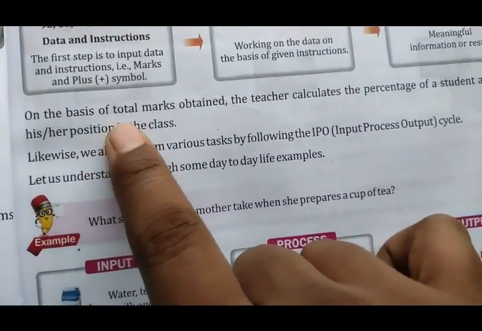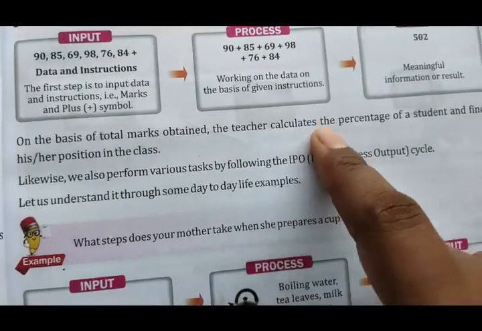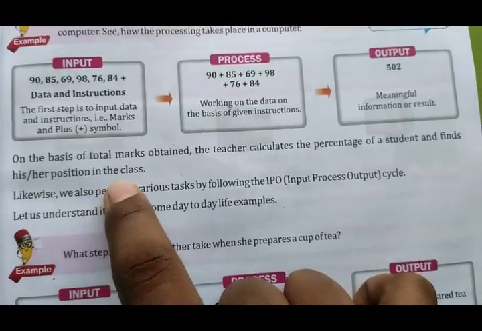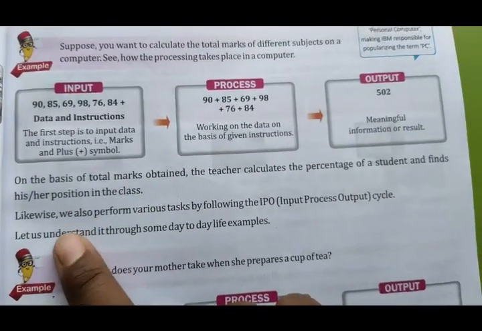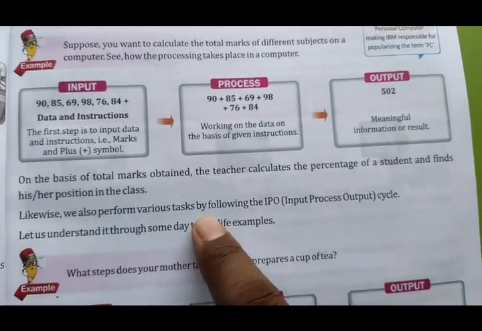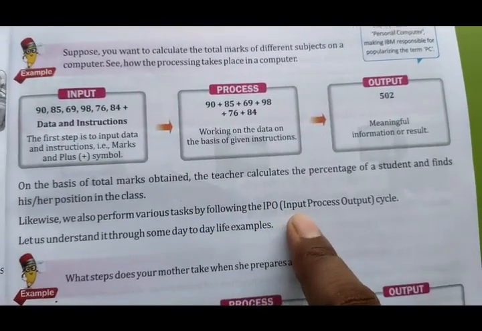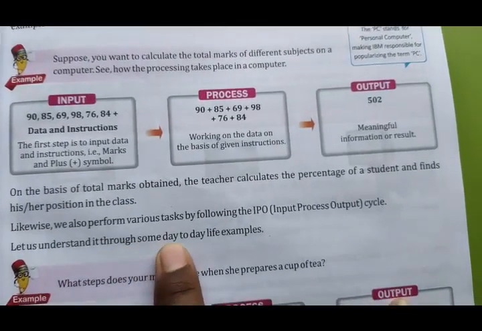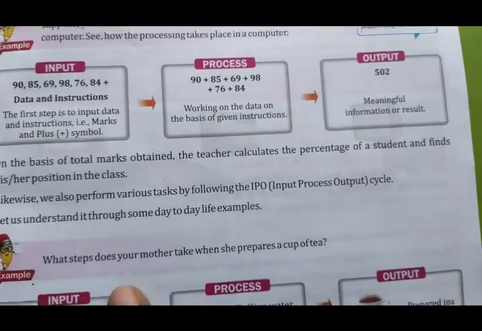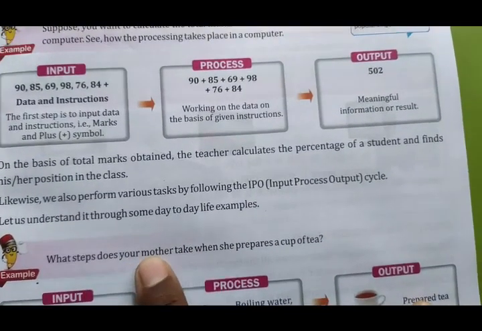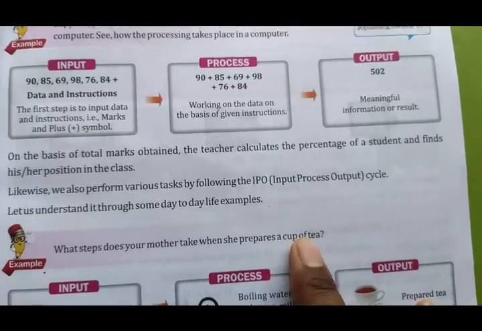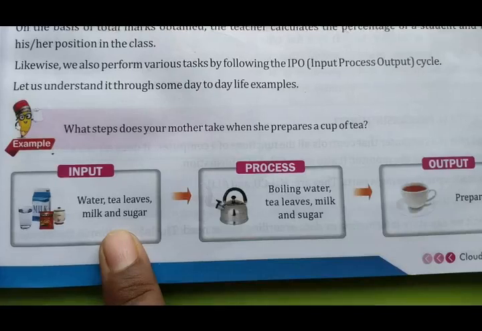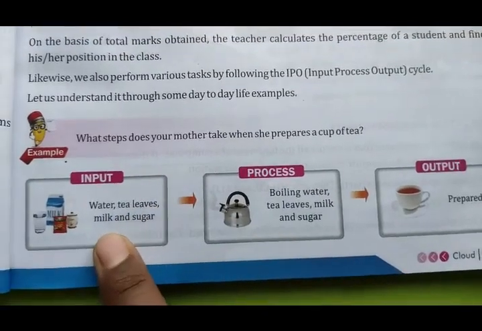Next, on the basis of total marks obtained, the teacher calculates the percentage of a student and finds his or her position in the class. Likewise, we also perform various tasks by following the IPO, input, process and output cycle. Let us understand it through some day-to-day life examples. What steps does your mother take when she prepares a cup of tea? First is input. Input means water, tea leaves, milk and sugar.